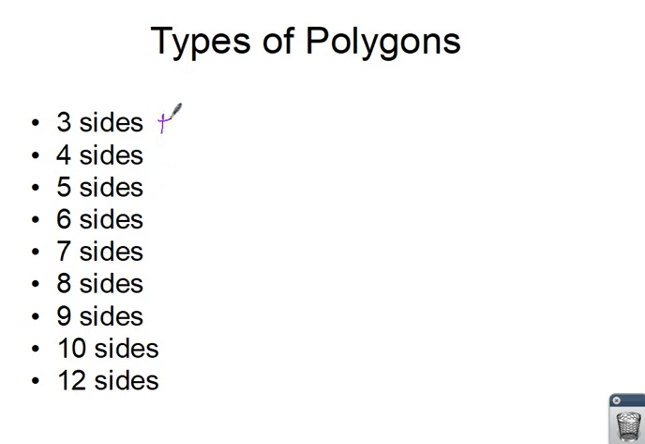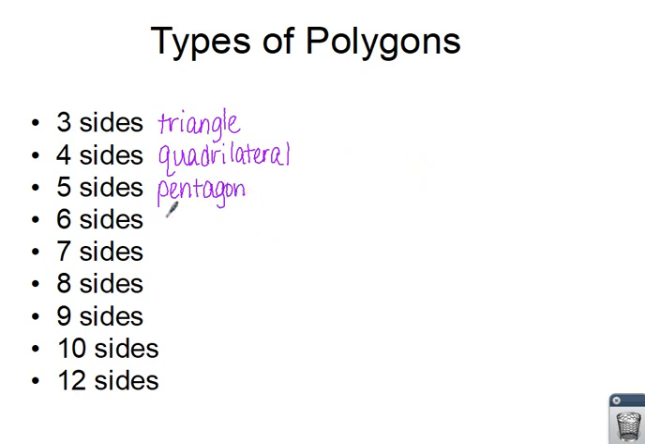Alright, 3 sides. The triangle. 4 sides is a quadrilateral. There's a lot of different types of quadrilaterals, so there's squares and rectangles and trapezoids and that sort of thing, but they're all quadrilaterals. 5 is a pentagon, like the building in DC. 6 sides is a hexagon, we just did that one. 7 sides is a heptagon, or a septagon, sometimes you'll see that called.